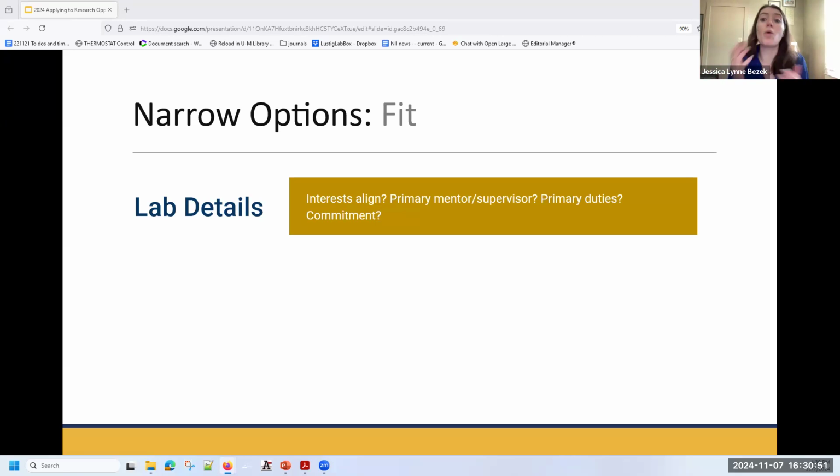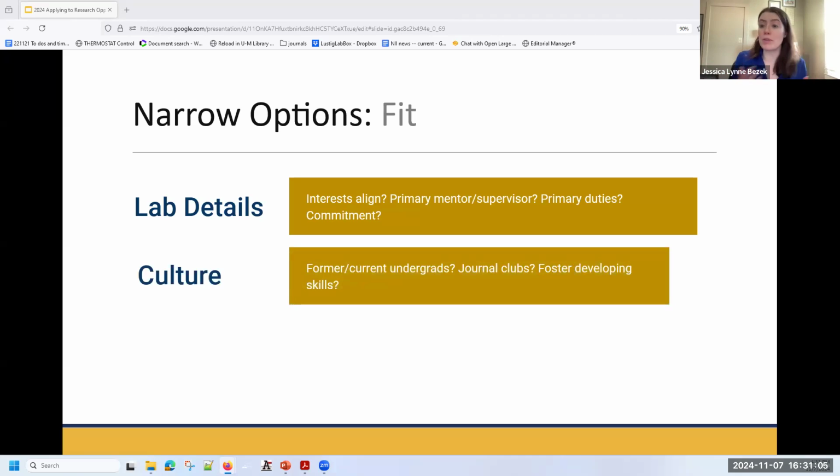What are the mentor supervisor structures, the graduate student or the principal investigator, the PI? What are they doing and studying? What would be your responsibilities in that lab, and what would be the commitment? So what kind of jobs would you be filling, and how frequently do you have to be there?